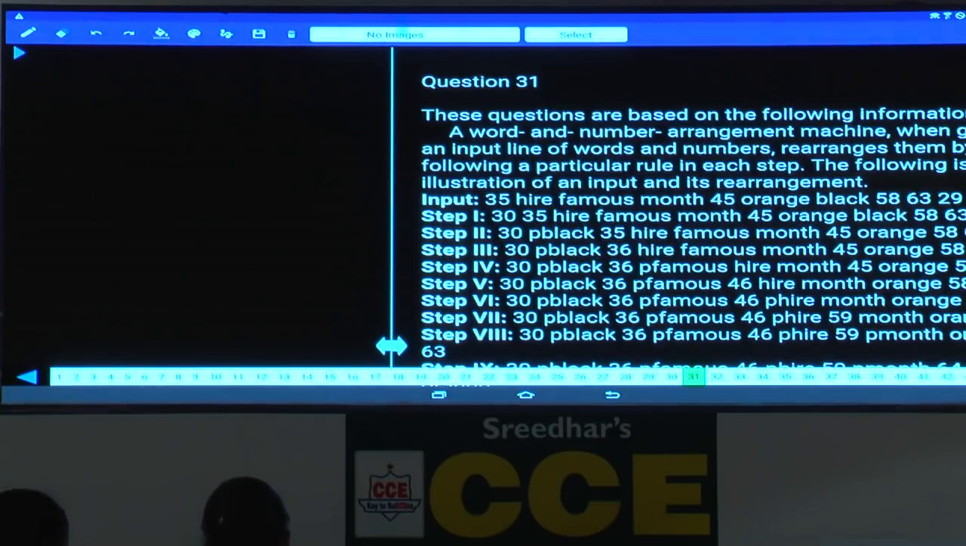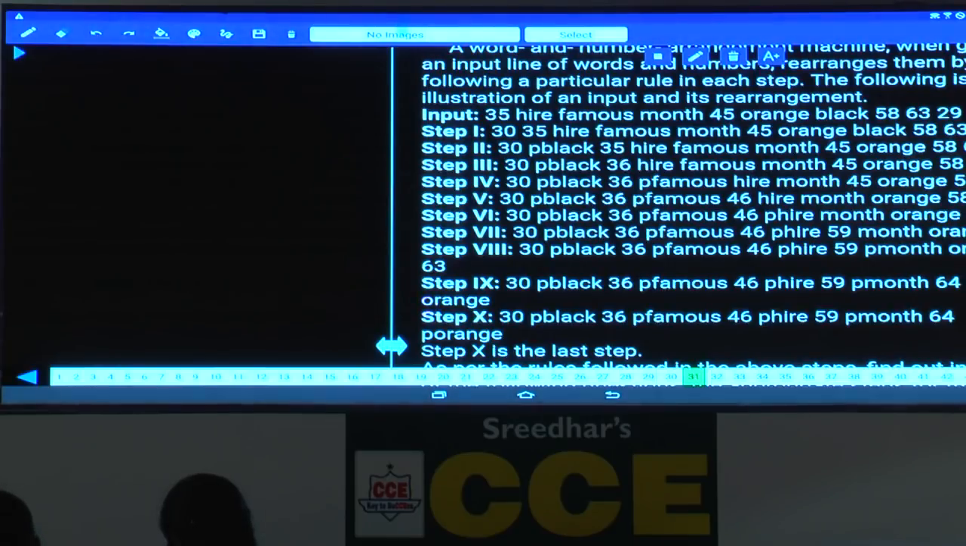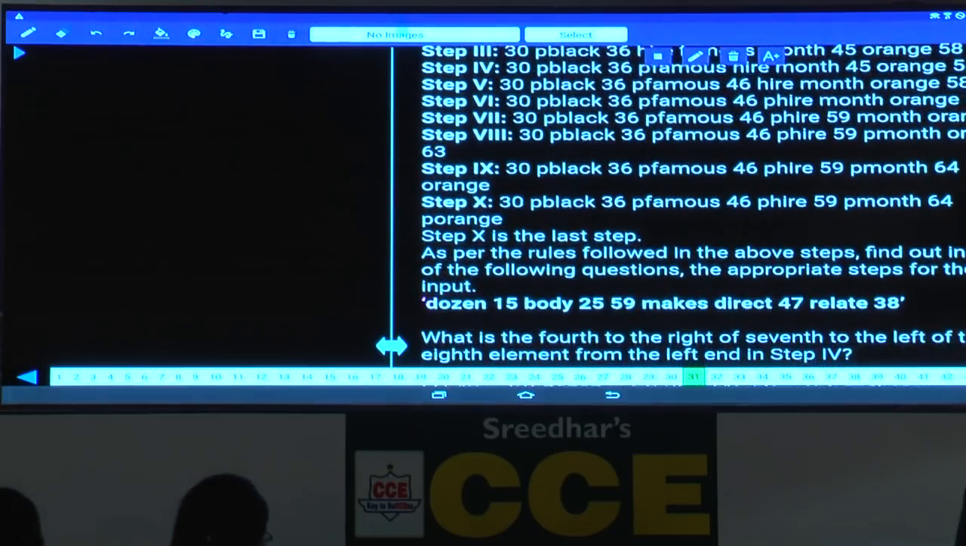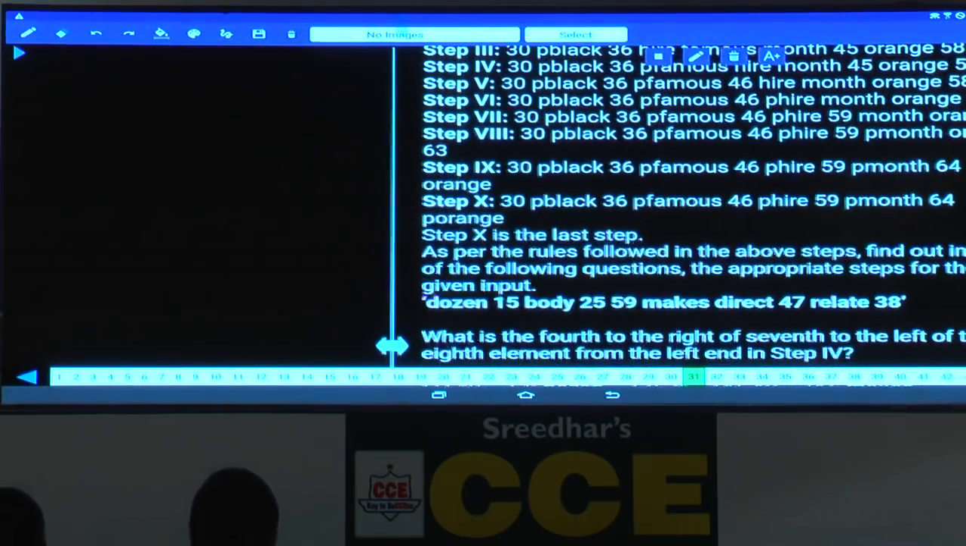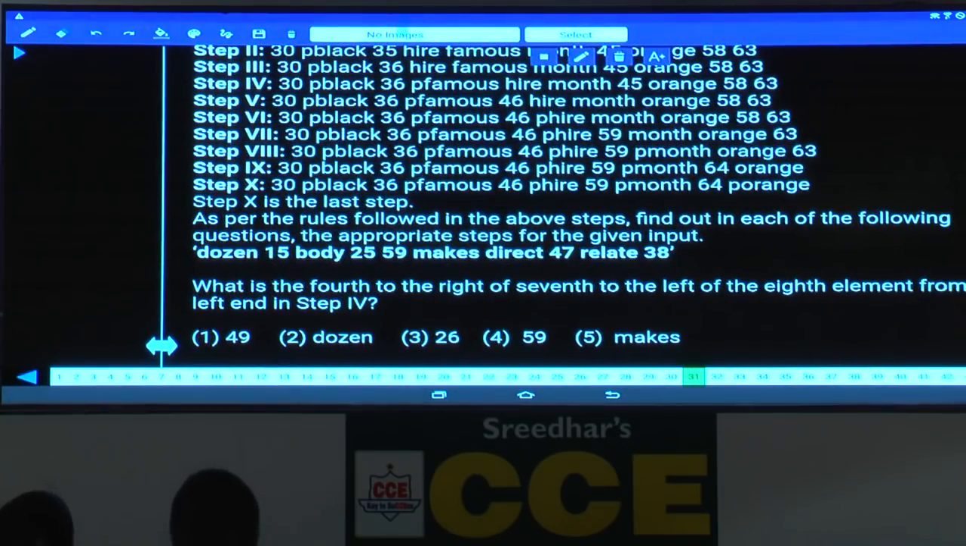Now in this one, if you observe here, to each of these words, what happened? One letter is added. A prefix letter P is added to each of these words. See here. Black, for this black, P is added. For famous, P is added. Higher, P is added. For month, P is added. And for orange, P is added, isn't it? Hence, to each of these words, one letter P is added at the beginning, and then all these words are arranged in the alphabetical order. Are you following this one or not?